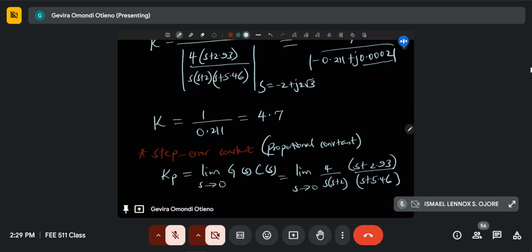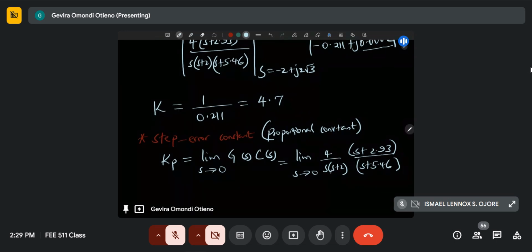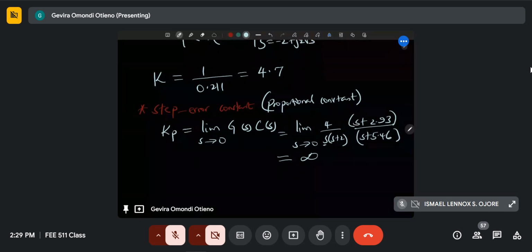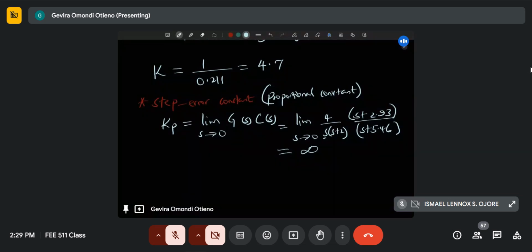So if you try and get the limits, meaning if you try and make s equal to 0, you can actually see that there's s at the origin here. So if you make this go to 0, then the whole denominator goes to 0. If the whole denominator goes to 0, then it means that the term goes to infinity, okay? And the other term you can be asked for is what is called the ramp error constant.